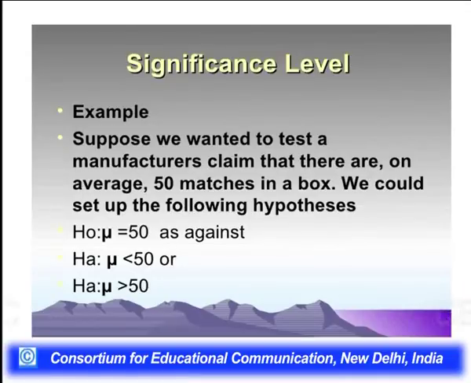Suppose we want to test a manufacturer's claim. There are on an average 50 matches in a box. We could set up the following hypothesis: H0: mu equals 50, as against HA: mu less than 50, or HA: mu greater than 50.